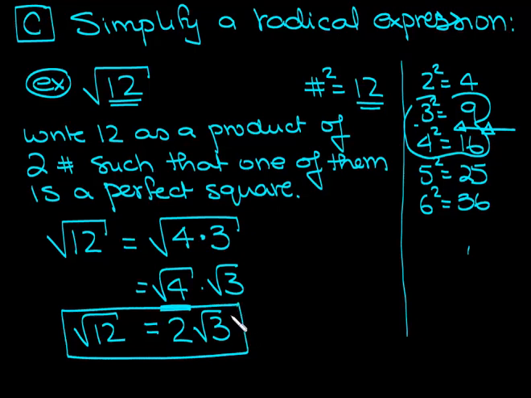And that's going to happen more and more. Majority of the times you're going to work with numbers that are not perfect squares or perfect cubes or perfect fourth powers. So then what you want to do is write them as a product of numbers that are perfect squares, cubes, and so on. Okay, let's take a look at another example. Okay, let's say that I have square root of cube root of 54.